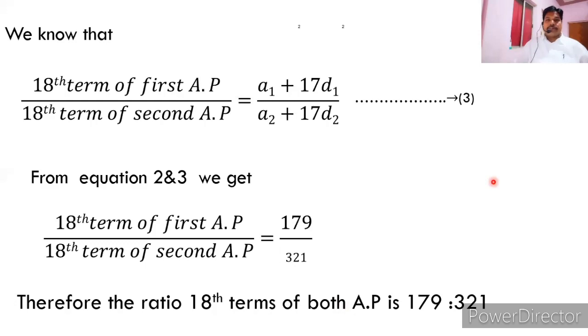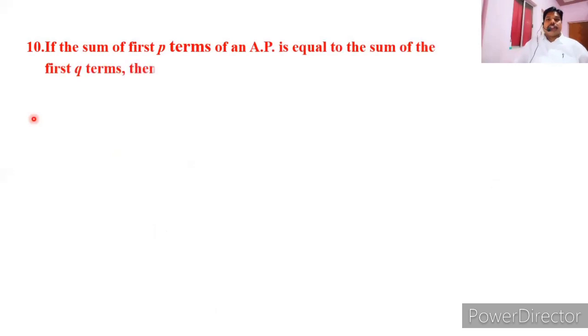See the next question, question number 10. If the sum of the first p terms of an arithmetic progression is equal to the sum of the first q terms, then find the sum of the first p plus q terms. So what is the question here? The sum of the first p terms of an arithmetic progression is equal to the sum of the first q terms. Then find the sum of the first p plus q terms.